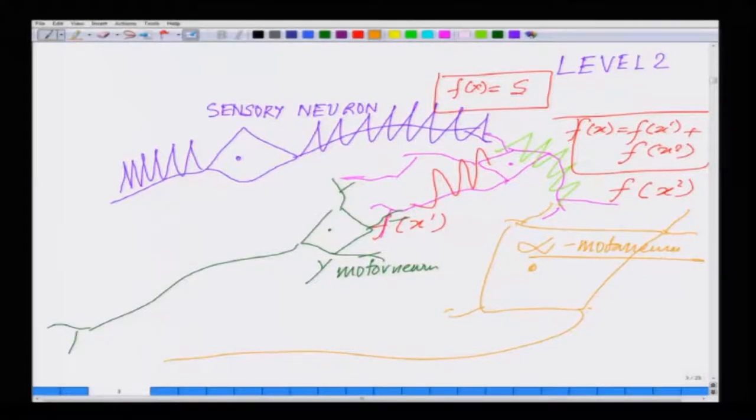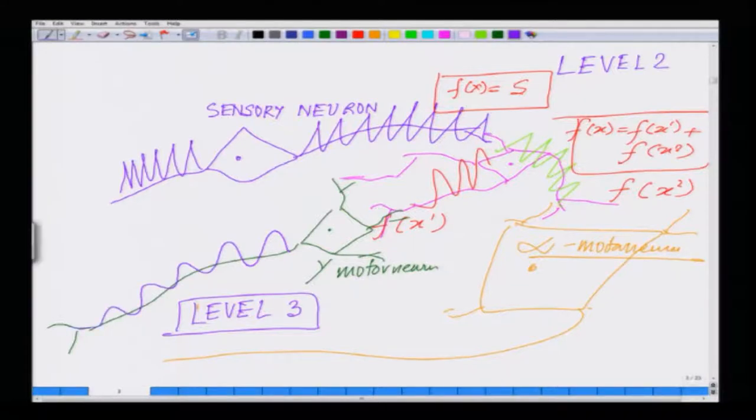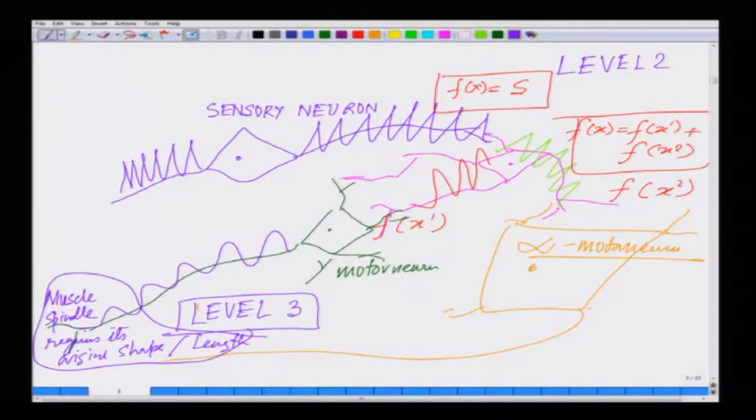So if this is level 2, at this stage there are three levels which are starting. From here we are initiating level 3. Here this is the train of action potential which is traveling to ensure that the muscle spindle regains its original shape or length. Again, how the gamma motor neuron executes this function is still not very clear. We know the end result, but the real mechanistic details are still not very clear. Instead, the other part of the circuit, where the alpha motor neuron is regulating the muscle length, is much more clear.